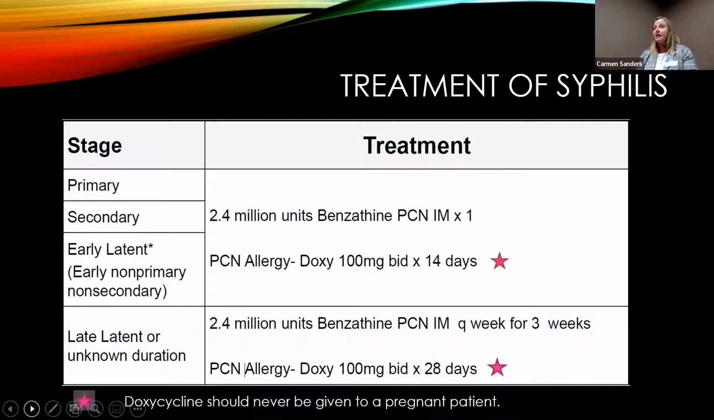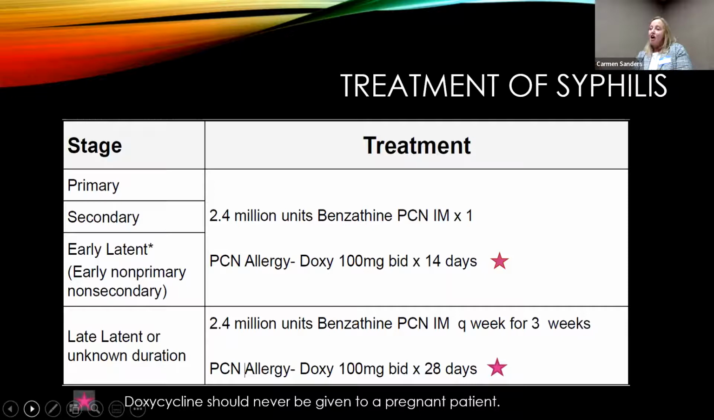With a late case of syphilis or an unknown duration syphilis case, what we have to do is the 3 weekly injections of penicillin. It's the same dose, same route, once a week for 3 weeks. Again, with the penicillin allergy, we do the doxy for 28 days.